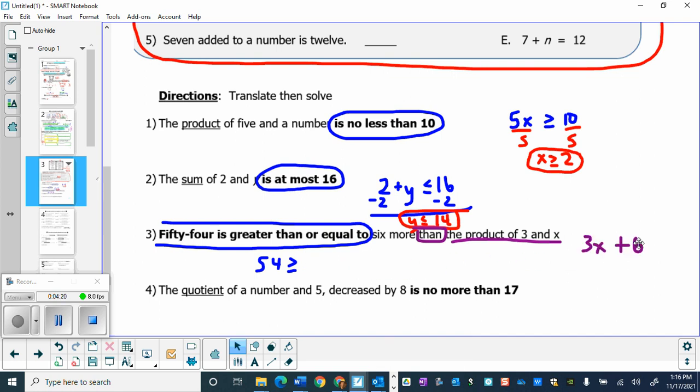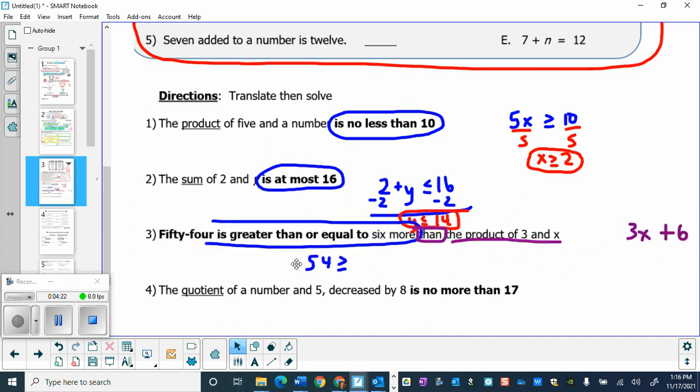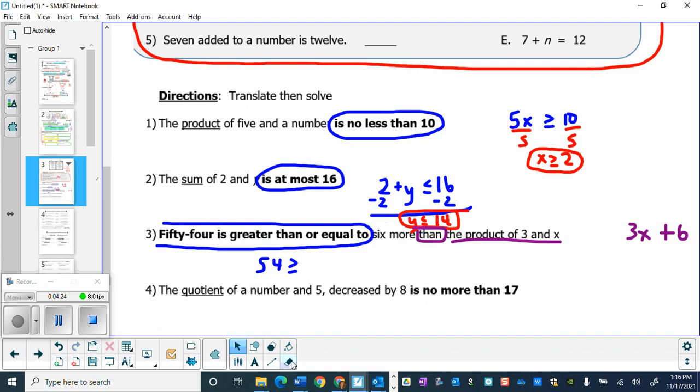All right, I should have written that over here. Oops, the whole thing wants to move. Let me just erase that. There we go. So 54 is greater than or equal to 6 more than the product of 3 and a number.